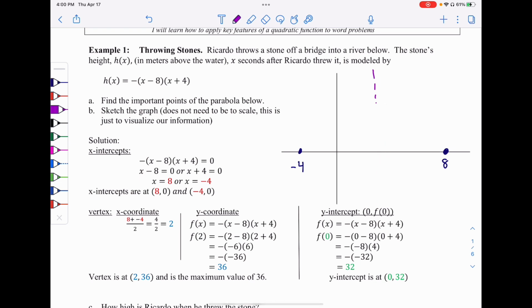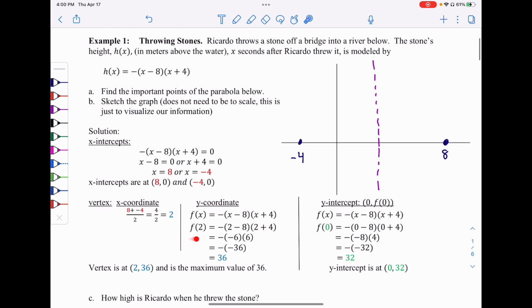So right through the middle should be our axis of symmetry. And we find that by adding both x-intercepts and cutting it in half, divided by 2. So 8 plus -4 divided by 2 is 2. That's our x-coordinate of the vertex. Then we substitute that into our original function for x, and we get 36. So our vertex is at (2, 36).